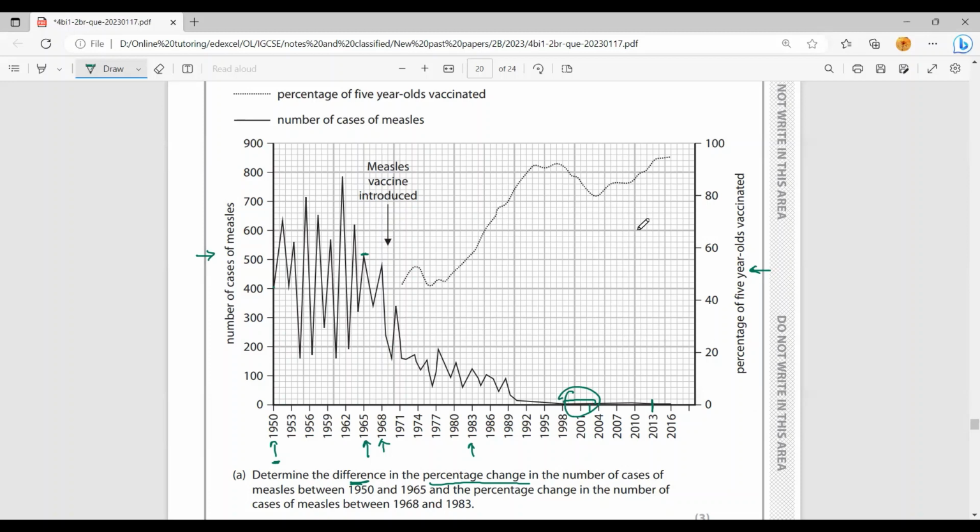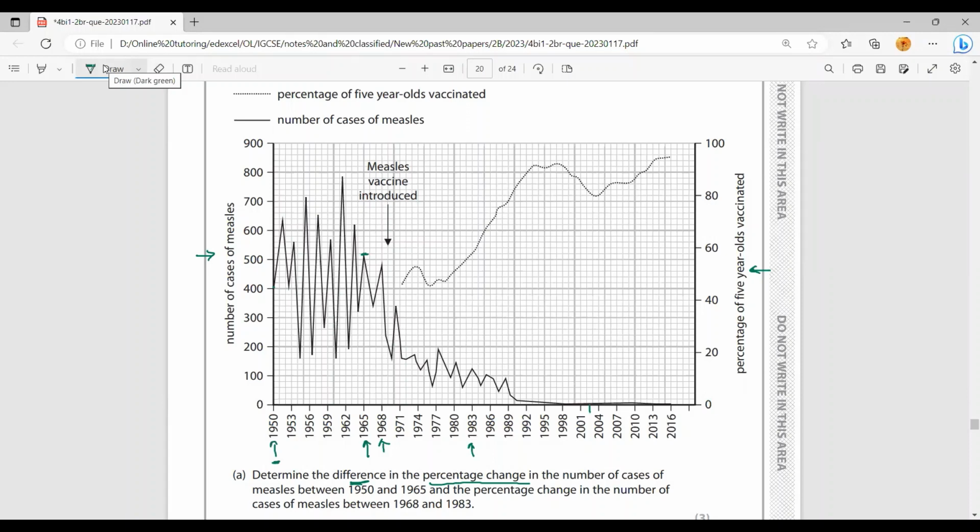Can you relate this to the vaccination? The percentage of 5-year-olds vaccinated decreased. That's why it started to increase again. Yeah, so as the percentage of 5-year-olds vaccinated decreased, there was a slight increase in measles again. But then it went back down to 0 in 2013.